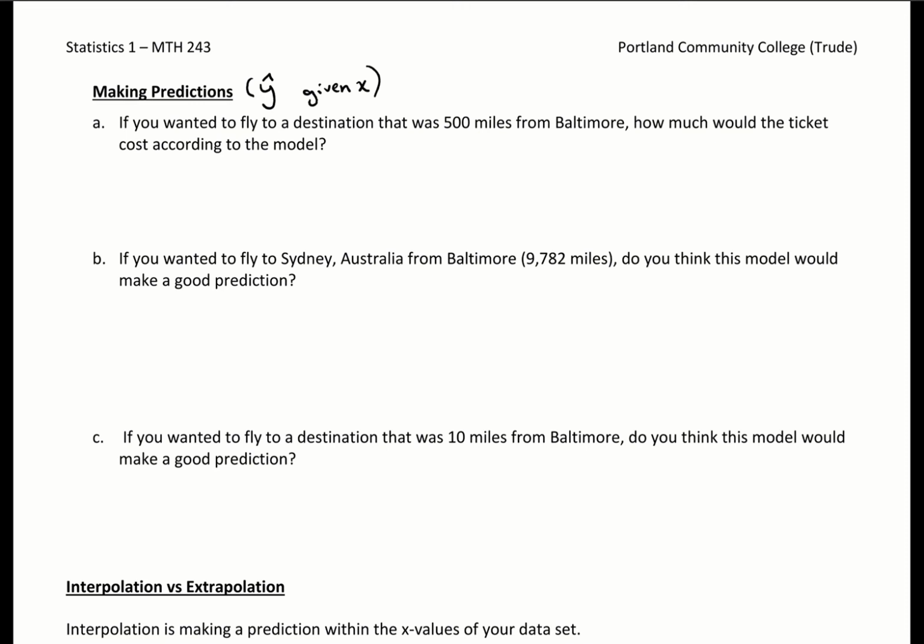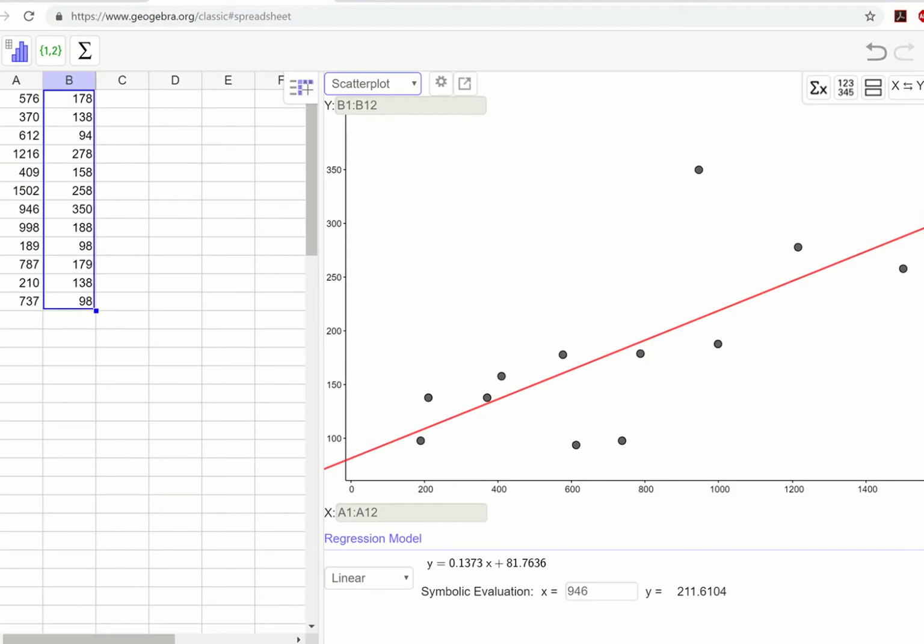So say we wanted to fly to a destination that was 500 miles from Baltimore. What this is doing is estimating airfare, if we plug 500 into our equation. If we go to GeoGebra, where it has that symbolic evaluation, this is the idea of plugging in 500, which in terms of the graph here, would look like going to 500 on this number line, and seeing where we land on our predicted line. So plug in 500, that gives us an output of 150.39.